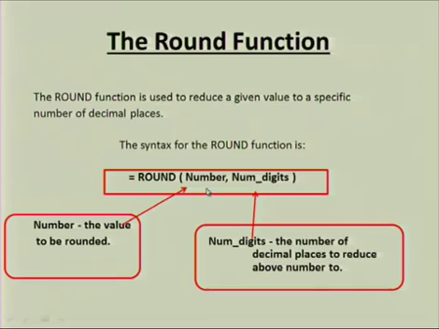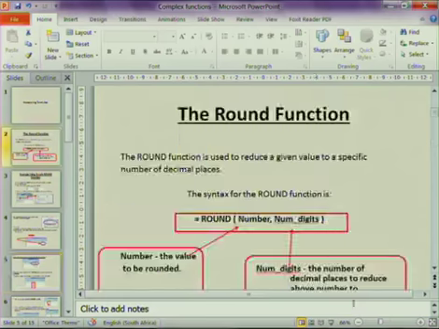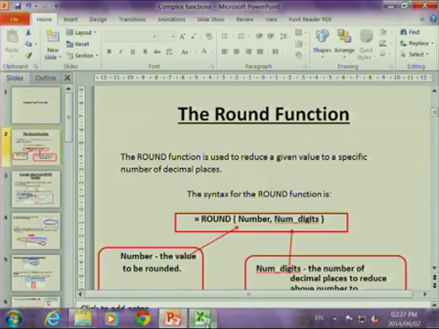So let's look at the round syntax. The first thing you do is you type equals round, and then you type in the number or value that you want rounded, followed by however many digits you want the number rounded to. Okay, let's look at how we use the round function in Excel.